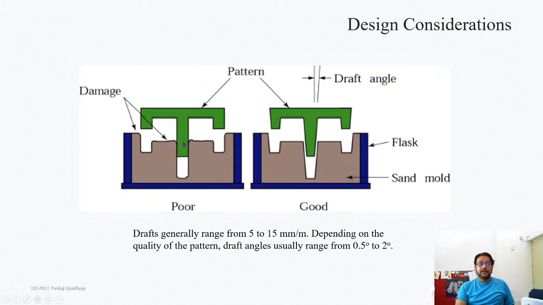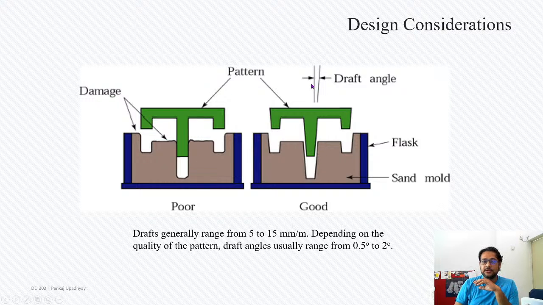And to avoid this, you add some small angle to all the horizontal surfaces. Now you have to think about the model from the perspective of a parting line and cope and drag. So which part goes into cope, which part goes into drag, right? Based on that parting line, you have to think about something called draft angle. You have to place a little bit of angle in all the flat surfaces.